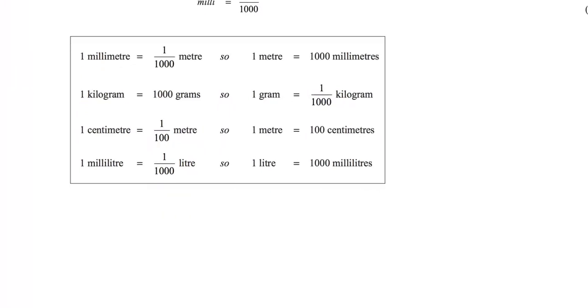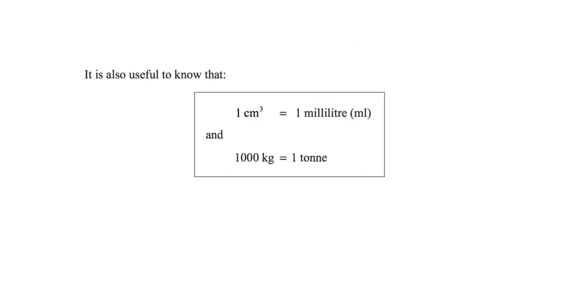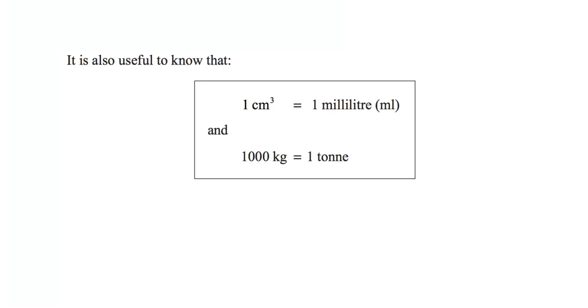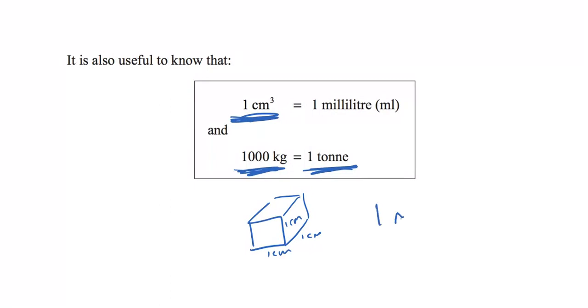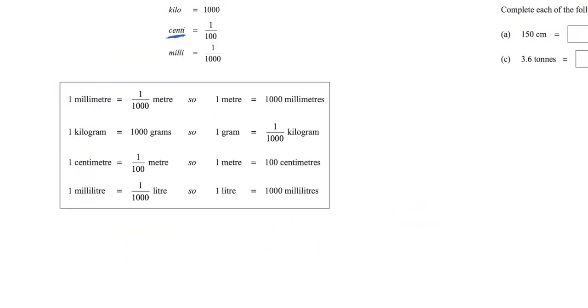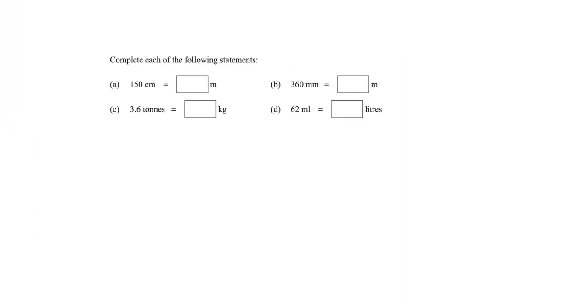Okay, so those are all quite interesting and useful measurements of length and weight. Now, as well as that, I should say mass, we also have a few extra things. 1,000 kilograms is a ton. And another thing which helps us to switch between units of volume and capacity is that 1 centimeter cubed, so we imagine a cube that has a centimeter in length, width, and height, fills 1 milliliter. So 1,000 of those is going to be a full liter. Now with all that out of the way, let's have a go at a few example questions.